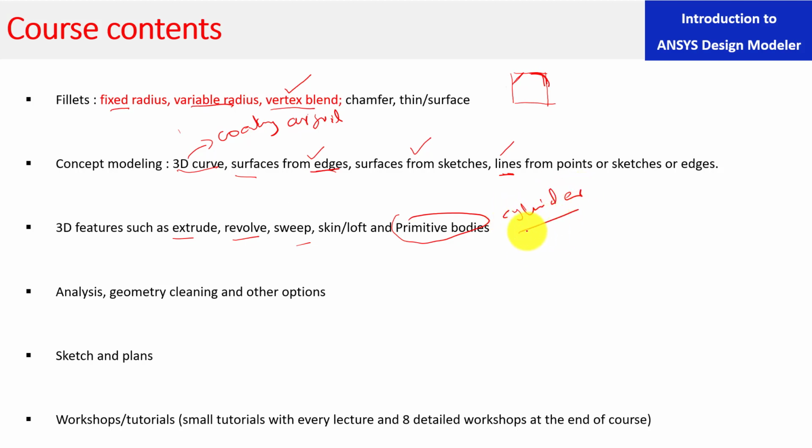So we can use them without creating any sketch and then applying 3D commands like extrude or revolve to get those features. So we can create these primitive bodies with a few clicks, and we can add them into our existing geometry. And also we can analyze the geometry for errors, and there is also a command used for measuring the different dimensions of the geometry, and geometry cleaning and other options.